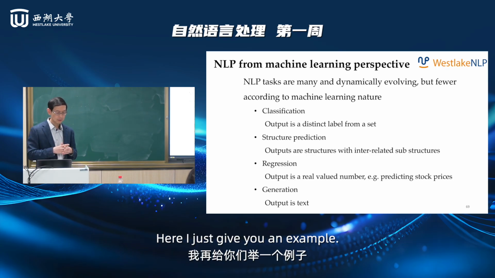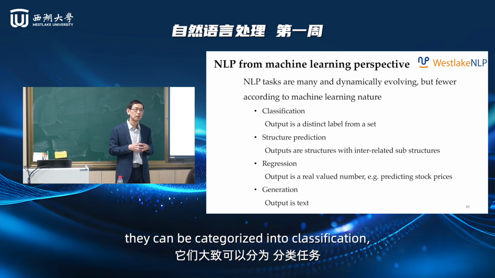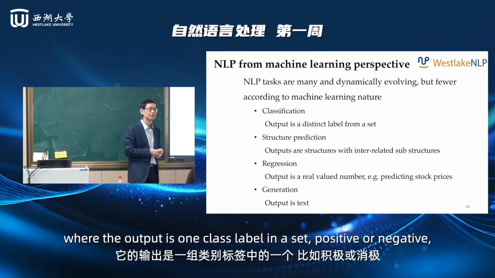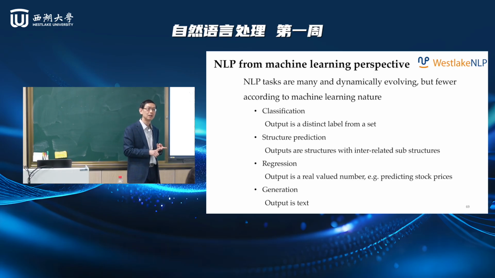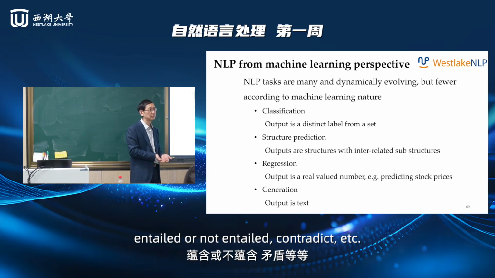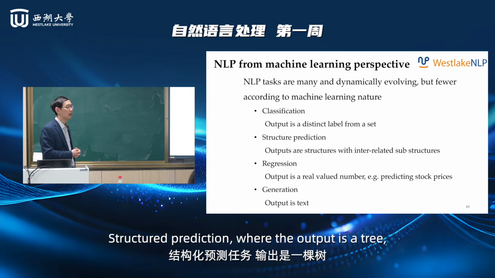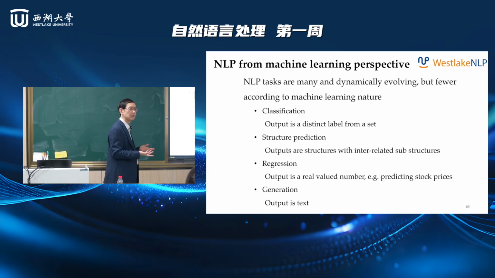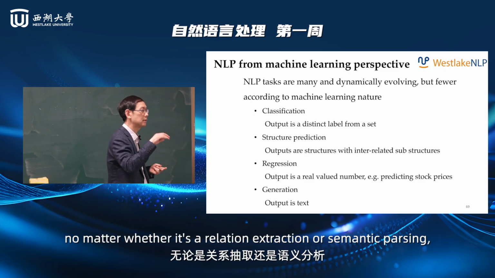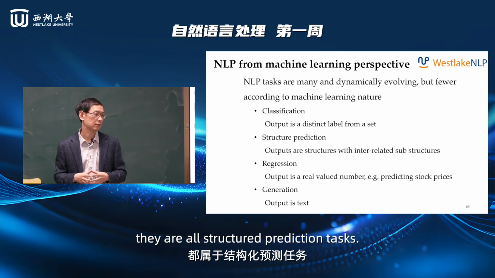Here I just give you an example. No matter what kind of tasks they are, they can be categorized into classification, where the output is one class label in a set: positive or negative, spam or not spam, entailed, not entailed, or contradict, etc. So this is called classification. Then structured prediction, where the output is a tree or a sequence or some structure with substructures. No matter whether it's relation extraction or semantic parsing, they are all structured prediction tasks.